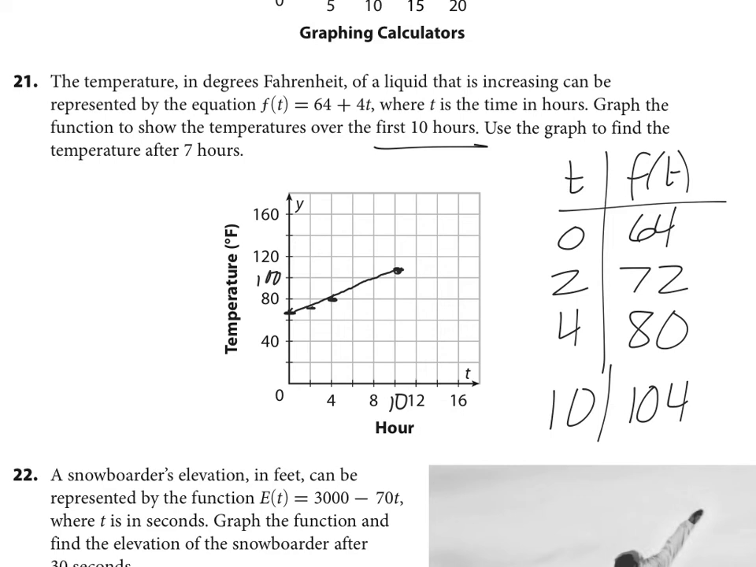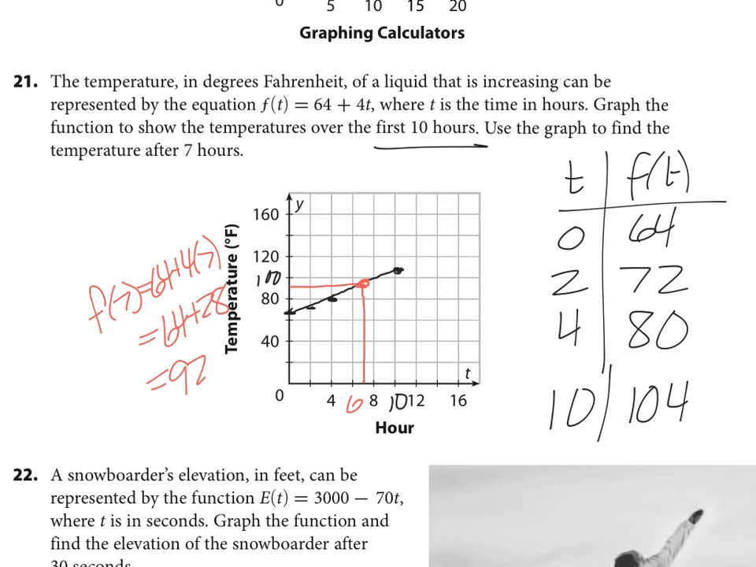It says, use the graph to find the temperature after 7 hours. Okay, where would 7 be? Well, this is 6, here's 7. So I go up on the graph, there's 7. Okay, now where is that? I don't know, 90 something. Okay, it's kind of hard to tell on the graph. It's not real clear. The best way to do it is to use the function. So f of 7 would be 64 plus 4 times 7. What's 4 times 7? 28. So you get 64 plus 28, and you get 92. Okay, which is kind of hard to tell on the graph because it goes by 20s, but you can kind of tell where it is.